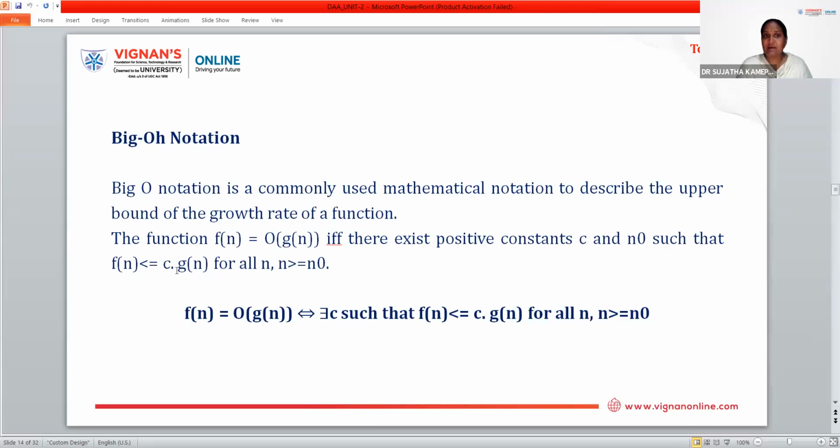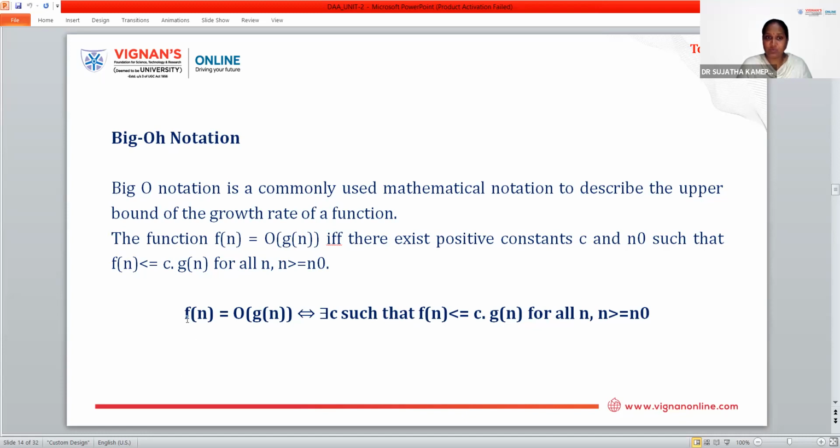Since it is representing the upper bound, g of n is called the upper boundary value for the function f of n when it satisfies the inequality f of n less than or equal to c into g of n for all values of n where n is greater than or equal to n naught. Mathematically, it can be represented as f of n is equal to big O of g of n, implies and implied by, there exists c such that f of n is less than or equal to c into g of n for all n greater than or equal to n naught.